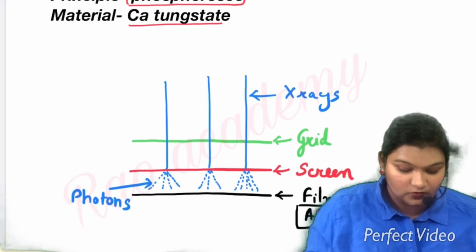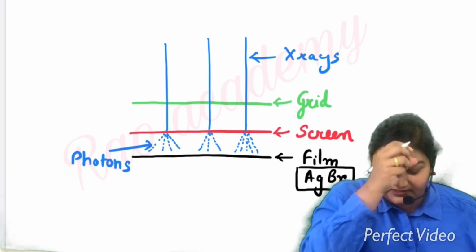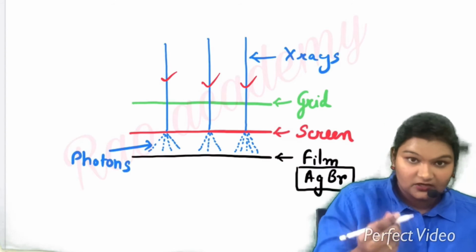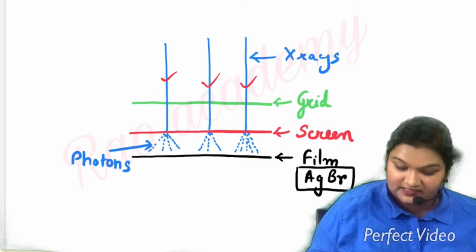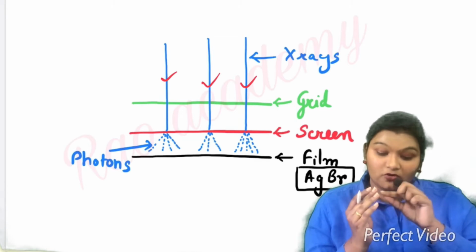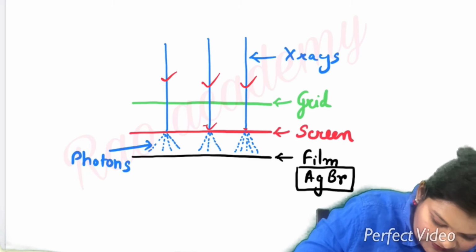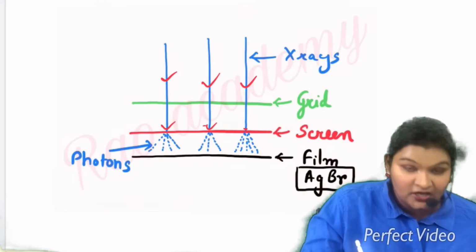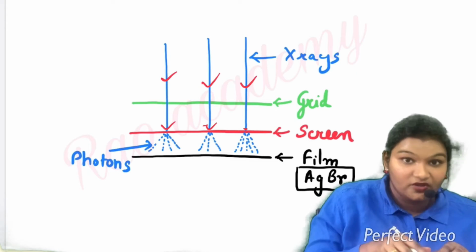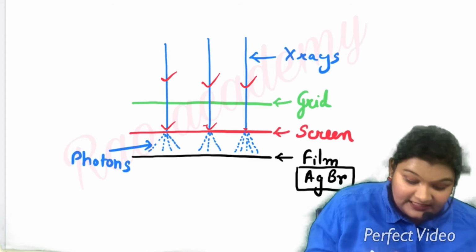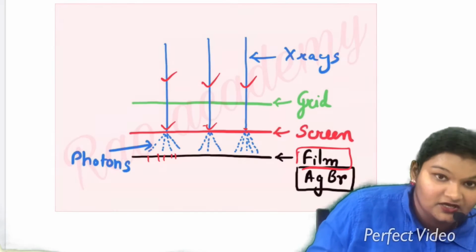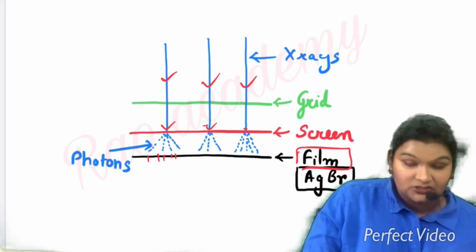So how does the screen work? Let us see in this image. So you are getting your X-rays like this. The X-rays are crossing the grid, which means the X-rays are parallel to each other. When this ray of photons hits the screen, see, it is hitting over the screen over here. It causes the phosphorescence of the screen, causing release of numerous photons, and these numerous photons cause the activation of this film, silver bromide.